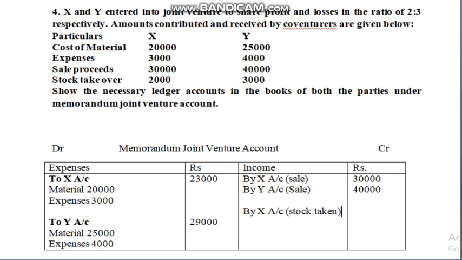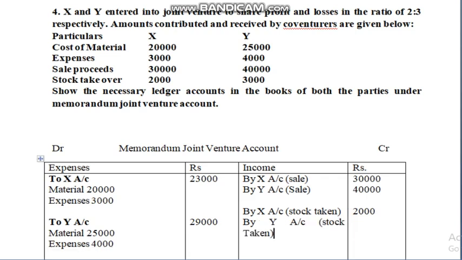How much did Mr. X take over? Mr. X took over 2,000 worth of material. And Mr. Y, by Y account, stock taken over, how much? Mr. Y took over rupees 3,000. So here all the transactions were over: cost of material, expenses, sales proceeds, and stock taken over.